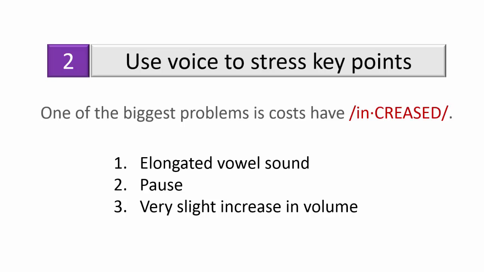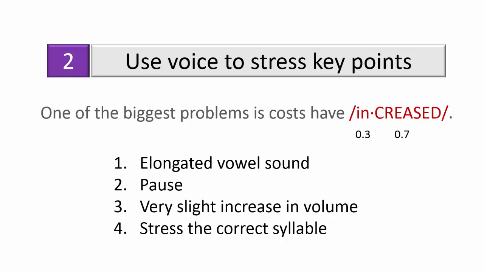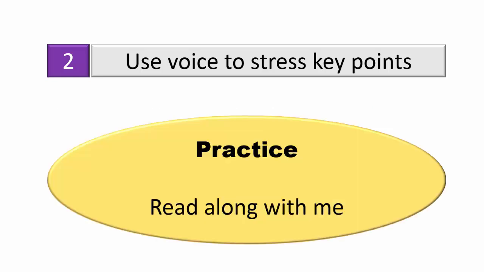But when you have a word with two or more syllables, you need to make sure that you put the stress on the correct syllable. When increase is used as a verb, there's more stress on the second syllable. So as you can see, I used only 0.3 seconds for the first syllable, and I used 0.7 seconds for the second syllable. So let's practice using our voice to stress key points.